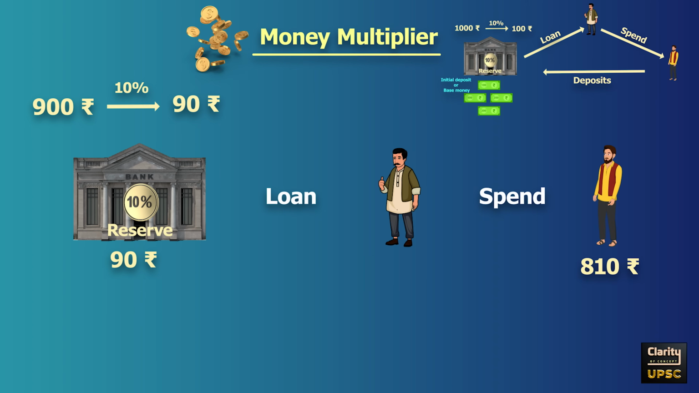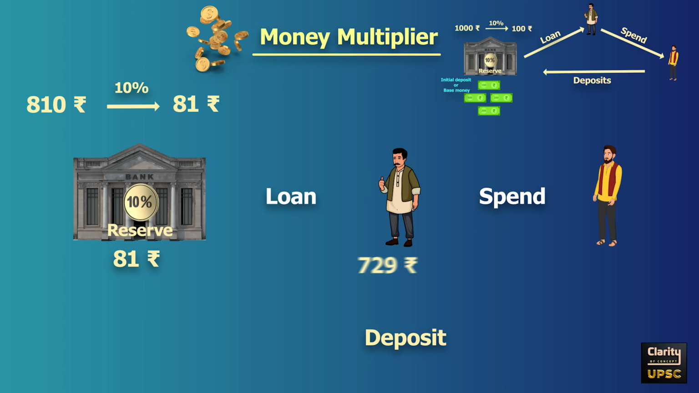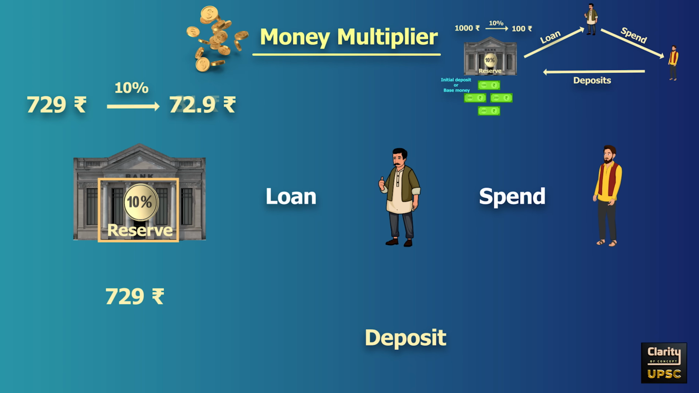Again, the 810 rupees comes back as deposit. Bank keeps 10% of 810 rupees, that is 81 rupees, aside. The balance 729 rupees is given as loan. This 729 rupees also gets deposited back. Bank keeps 10% of 729, that is 72.9 rupees. Then bank lends out 656.1 rupees. Again that also gets deposited.